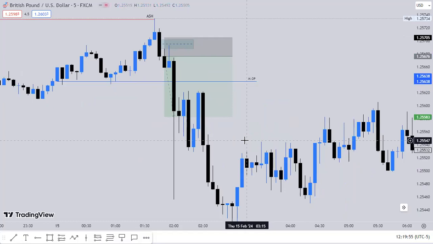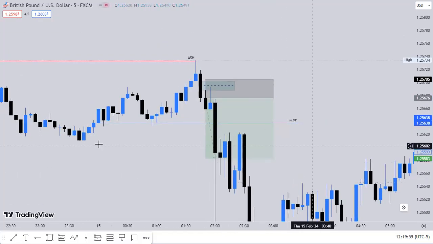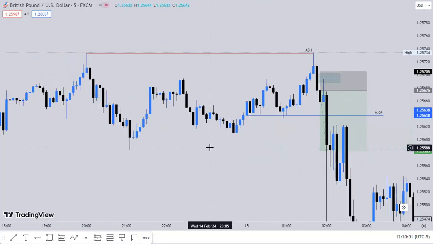Then let the price do what it wants to do. But I will show you examples that you can use the inversion before the MSS happens. So this is the power of the inversion. You already heard me saying that many times I entered before the MSS happened, expecting the MSS to happen.